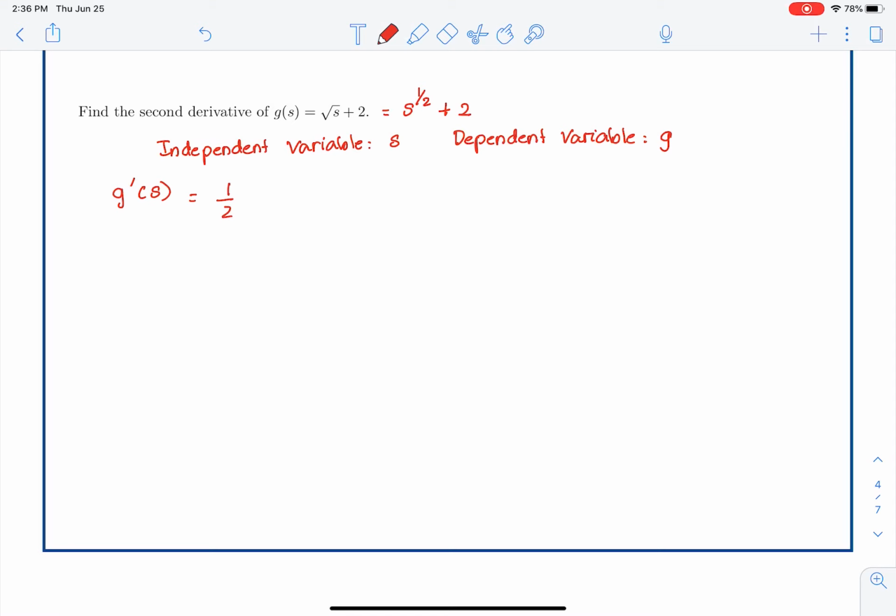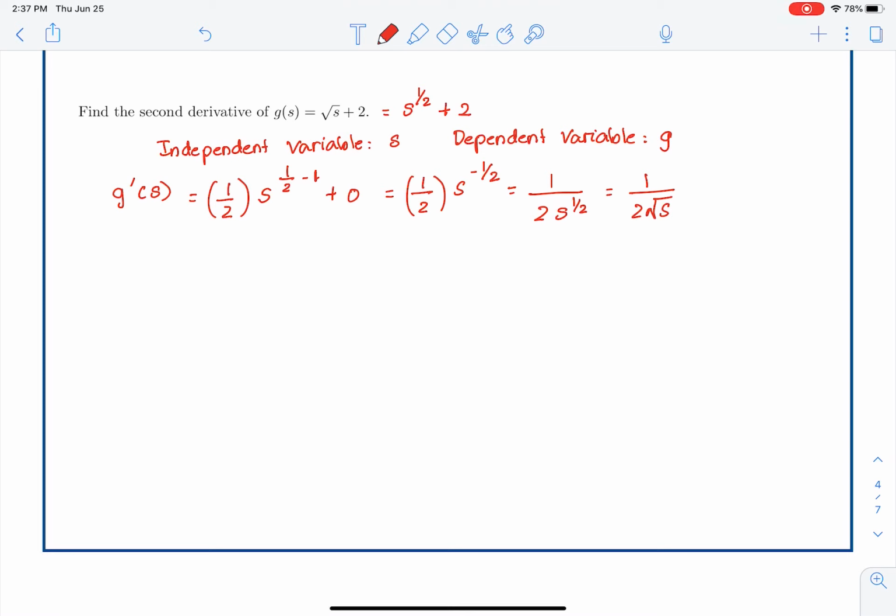1/2 would come to the front, and we have s raised 1/2 minus 1. 2 is a constant. Derivative of a constant is 0. So that would equal 1/2 s raised negative 1/2. You may leave it as is, or you could write it as 1 over 2 times s raised 1/2, which is the same as 1 over 2 times square root of s.